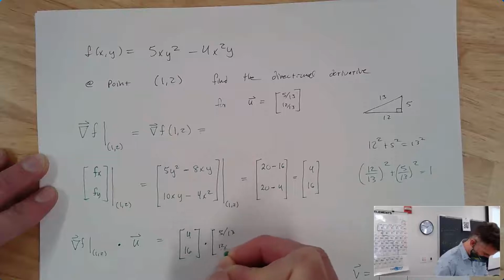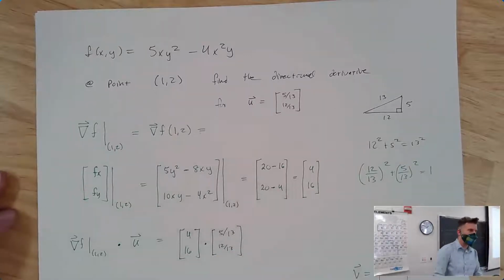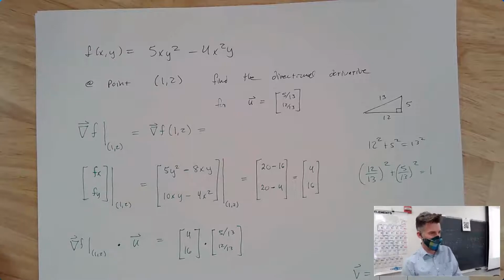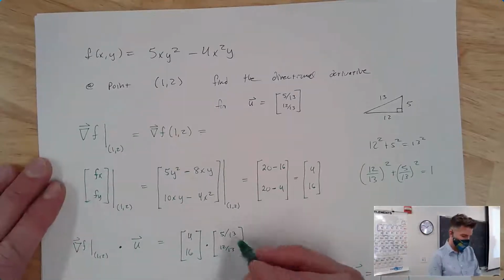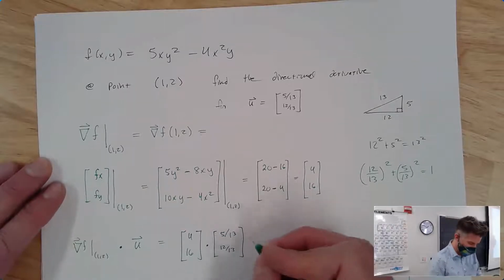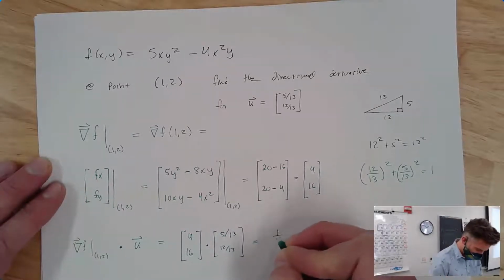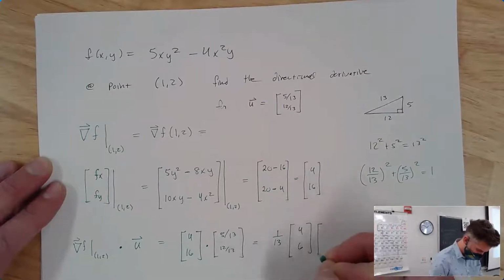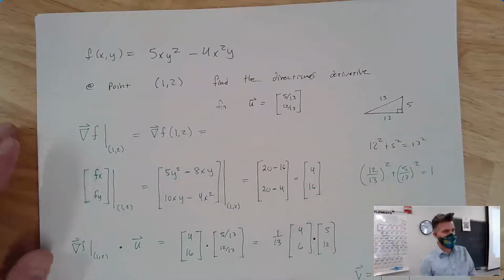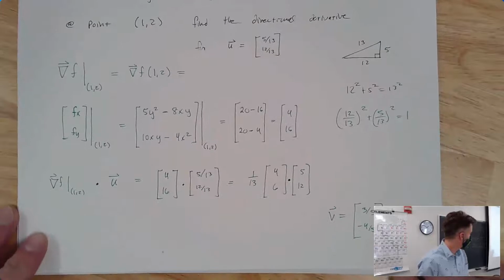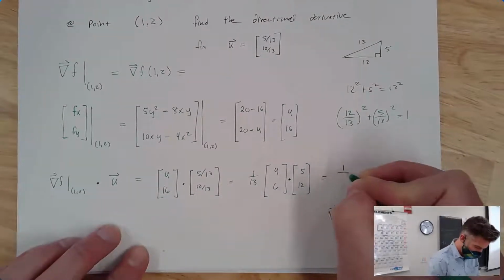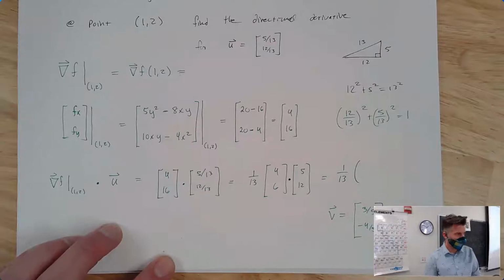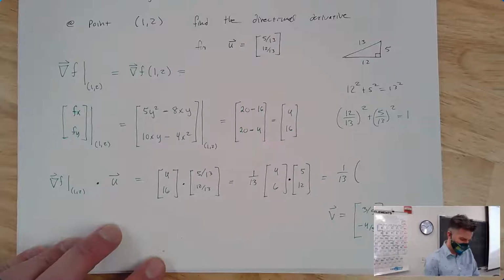(5/13, 12/13). And honestly, I would rather not multiply 4 by 5/13 and 16 by 12/13. What I'd really rather do is factor out the denominator, meaning I would rather write this as 1/13 times the dot product of (4, 16) and (5, 12). You don't have to do that, but I feel like it makes it just a little bit easier. So it's going to be 1/13 times what? How do I dot those together again? What do I multiply together first?